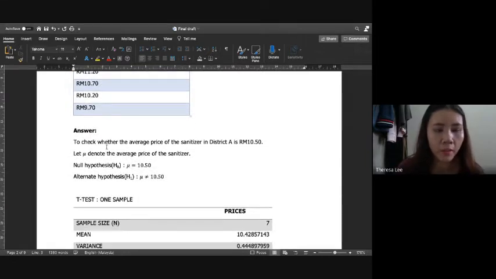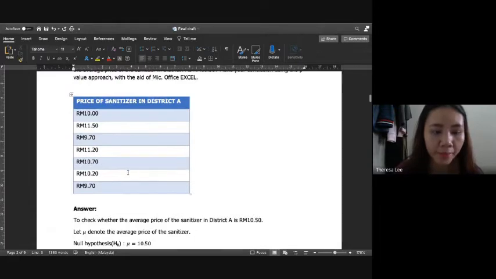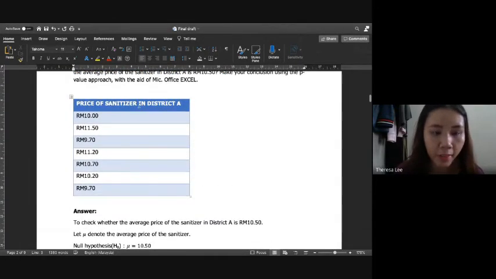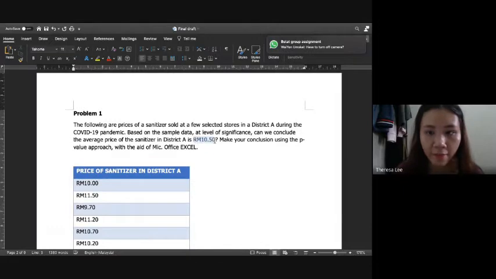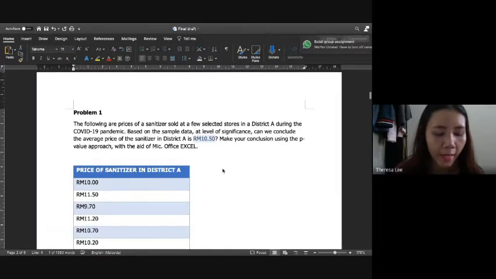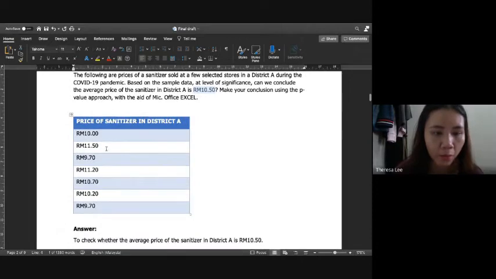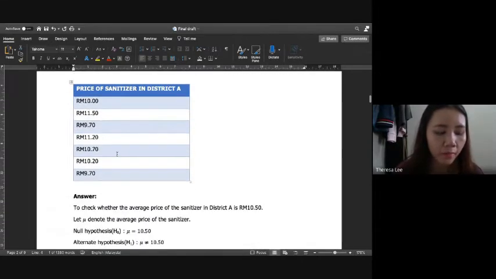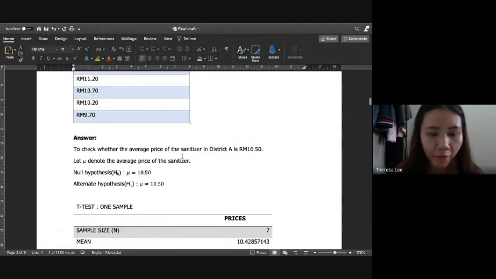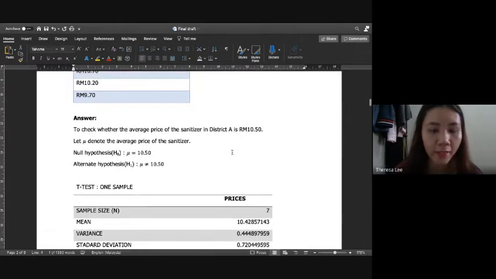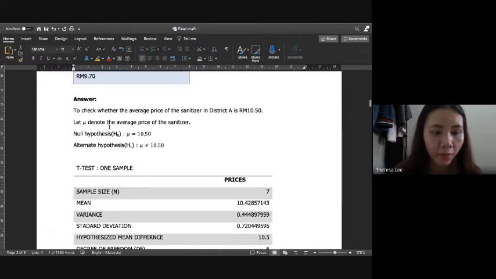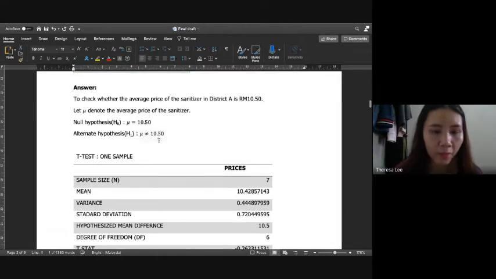So, how are we going to calculate the answer? Given the information, the level of significance is 0.05, and the sample size, we have 1, 2, 3, 4, 5, 6, 7 here, so it's 7. To check whether the average price of sanitizer in District A is 10 ringgit 50 cents, let's denote mu as the average price of the sanitizer. The null hypothesis equals 10 ringgit 50 cents, and the alternative hypothesis doesn't equal 10 ringgit 50 cents.